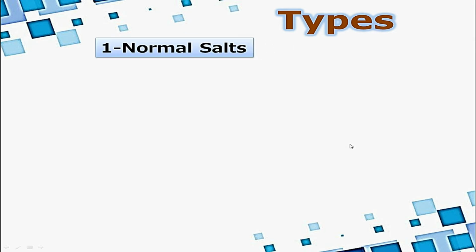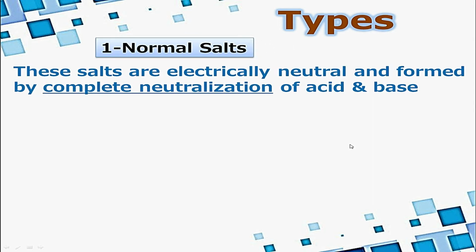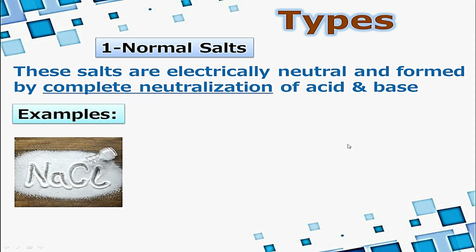Now we will discuss some types of salts according to their structure. First one is normal salt. These salts are electrically neutral salts and formed by the complete neutralization reaction of an acid and a base. Examples of such salts are NaCl, a very common example, sodium chloride, which is also known as table salt.